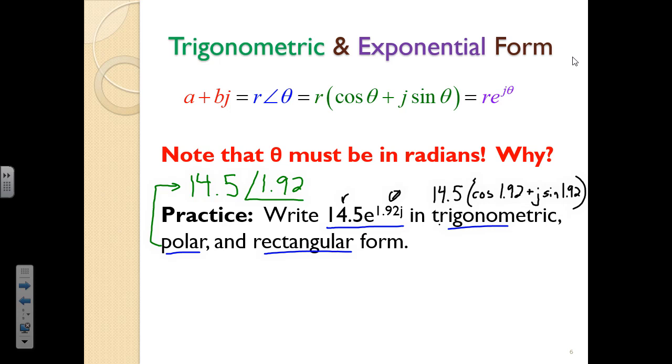So the only real work to do is to put this into rectangular form. We know that our real component is equal to r times the cosine of our angle, and therefore our real component is 14.5 times the cosine of 1.92. Make sure you're in radian mode when you compute that. And a turns out to be negative 4.96.